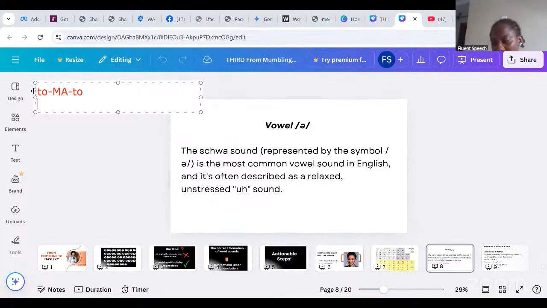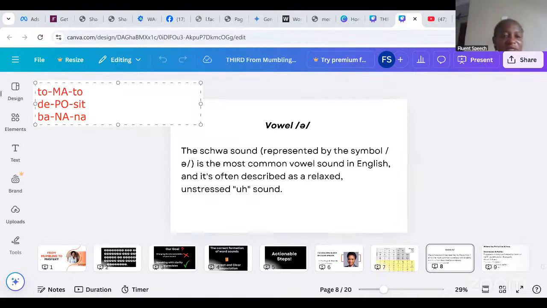We have the word deposit. We have the word banana. So for these types of words, we are stressing their second syllable. But even though we are stressing their second syllable, in some of the parts that we are not stressing, the vowels are reduced into a schwa. So the first one we have is tomato. The first letter O is reduced into a schwa.